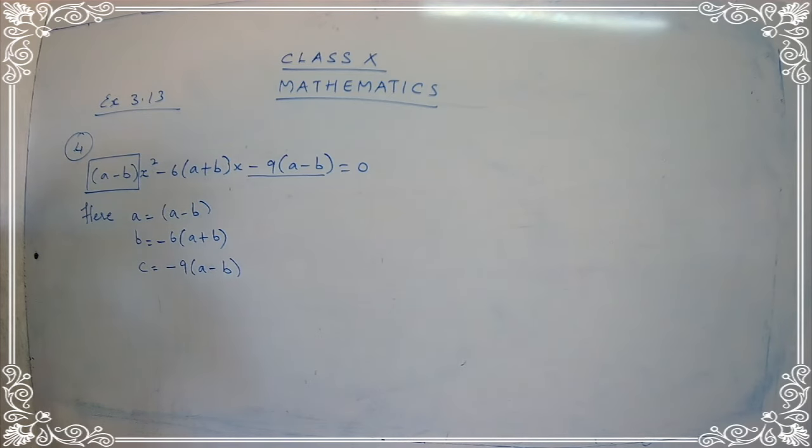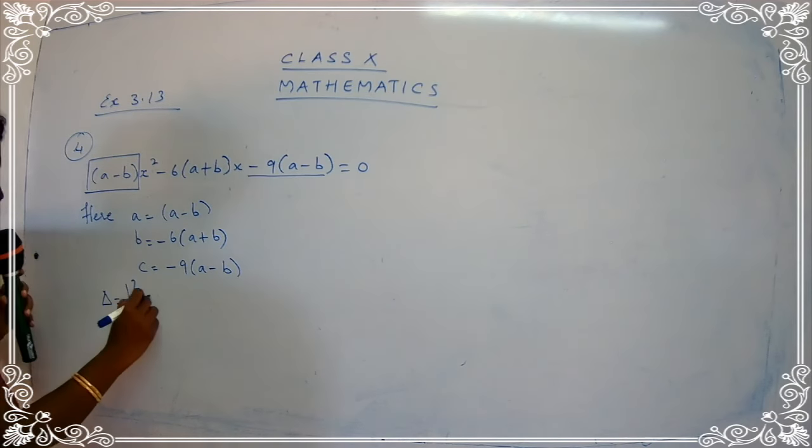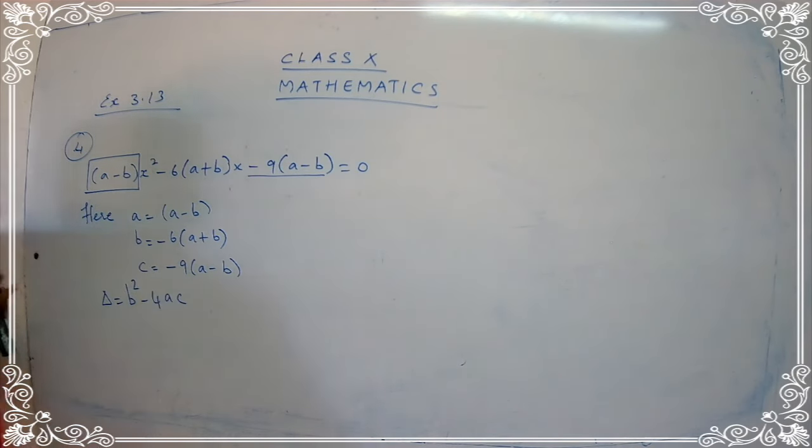Yes? So we are going to find out the value for delta. Let's find the value for delta. Delta is equal to, what is the formula for delta? B square minus 4ac. So let's go on substituting the values, children.